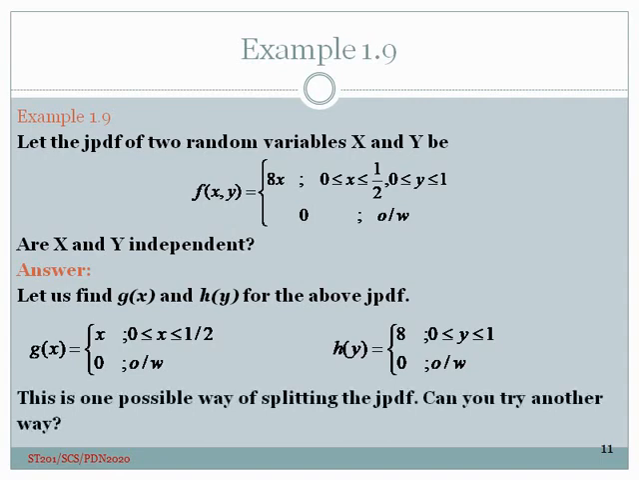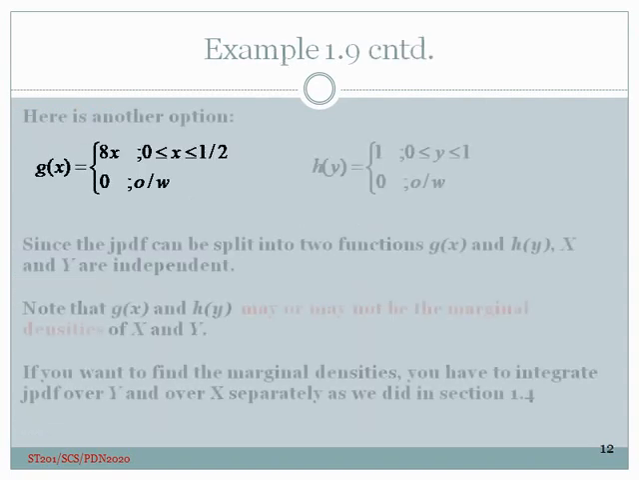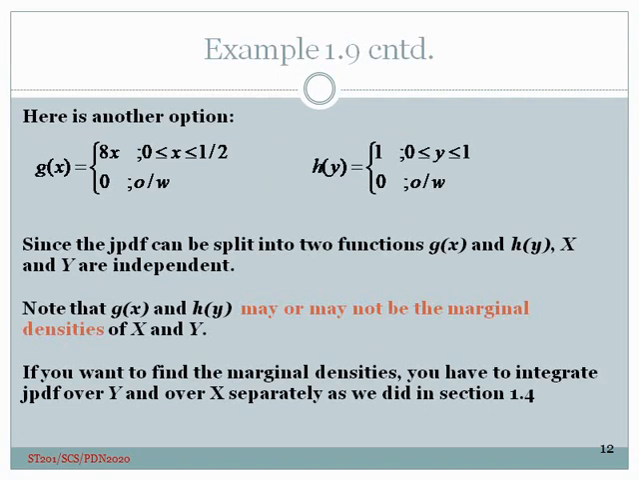Are there any other possibilities of splitting this function? Here's another way. We can split the function as g(x) to be 8x and h(y) to be simply 1. Still, if you multiply g(x) and h(y), you end up with the given joint PDF, 8x. Therefore, again we can say that x and y are independent.